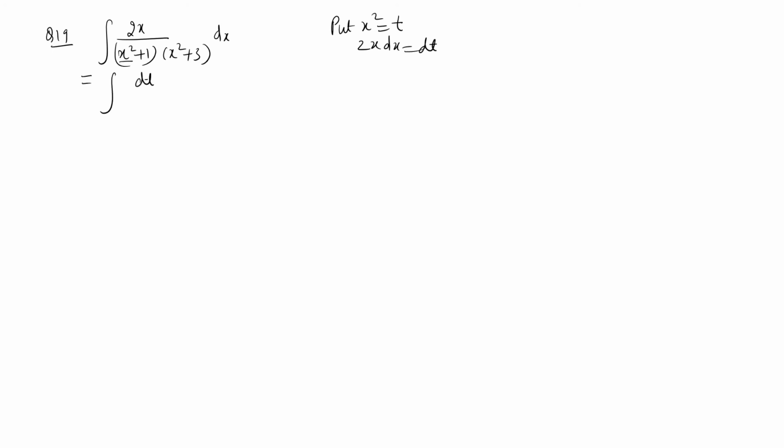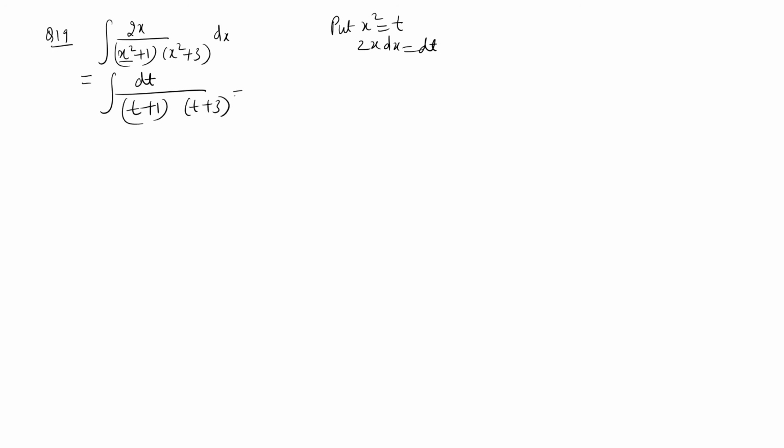Let's take question number 19. Question number 19 is integrate 2x upon (x square plus 1) into (x square plus 3) dx. Now here we can see that the derivative of x square is present in the numerator. So put x square as t, so that 2x dx is dt. So I'll get it as dt upon (t plus 1) into (t plus 3).